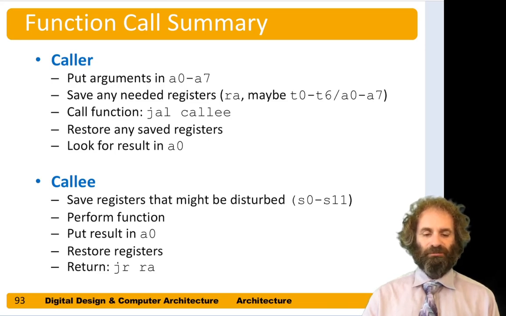The callee will save any preserved registers that it might want to disturb, such as the S registers. It'll perform its function and then put the result in A0, restore those registers that it touched, and return with a jump register RA.